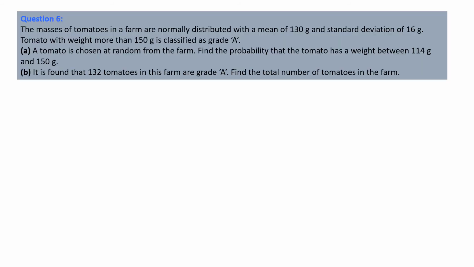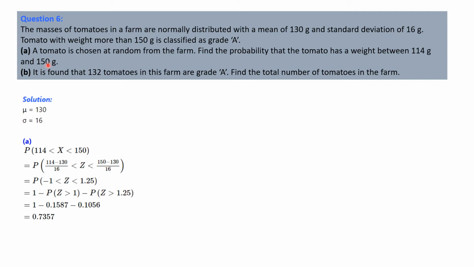Alright, let's move on to the next example. Question 6. The masses of tomatoes in a farm are normally distributed with a mean of 130 grams and standard deviation of 16 grams. A tomato with a weight more than 150 grams is classified as grade A. So question A. A tomato is chosen at random from the farm. Find the probability that the tomato has a weight between 114 grams and 150 grams.